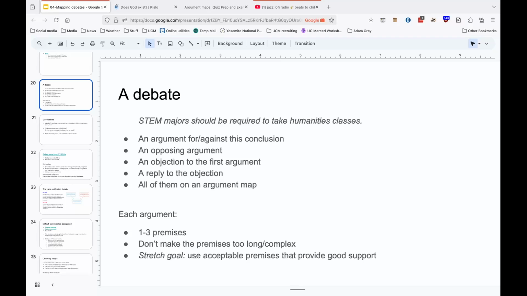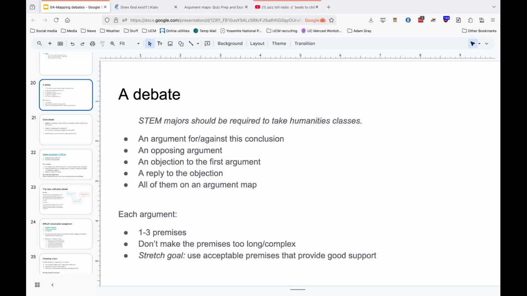And then going back to our main claim here, we have an argument to the con side, consisting of the two premises. Humanities classes can improve a person's awareness of themselves and others, and STEM majors require awareness of themselves and others. And we have a reply to that, or an objection to that second premise. Most STEM majors require more industrial skills than communications.